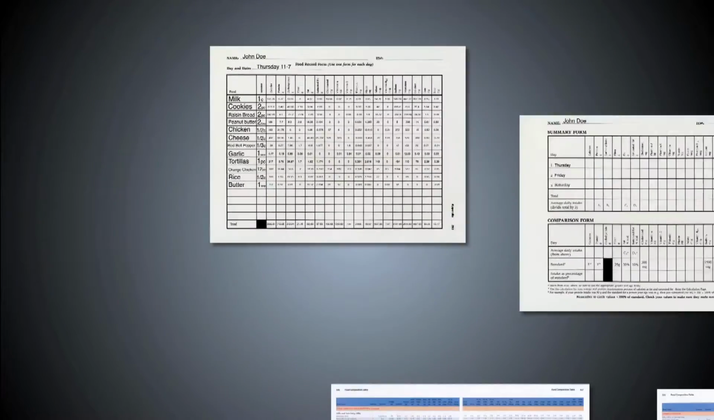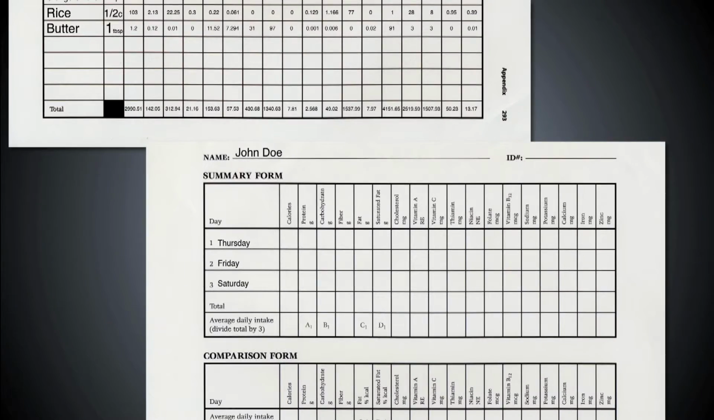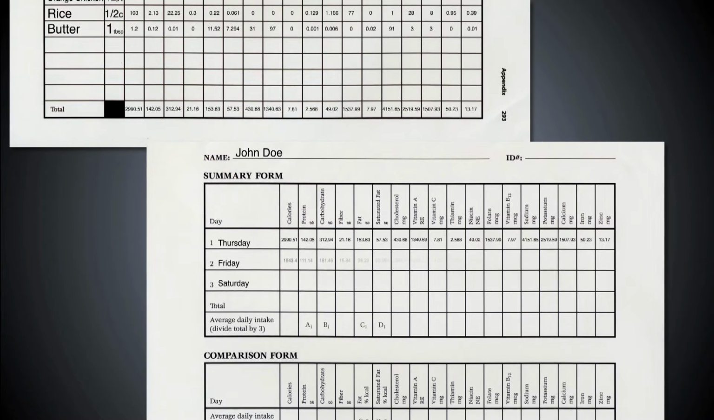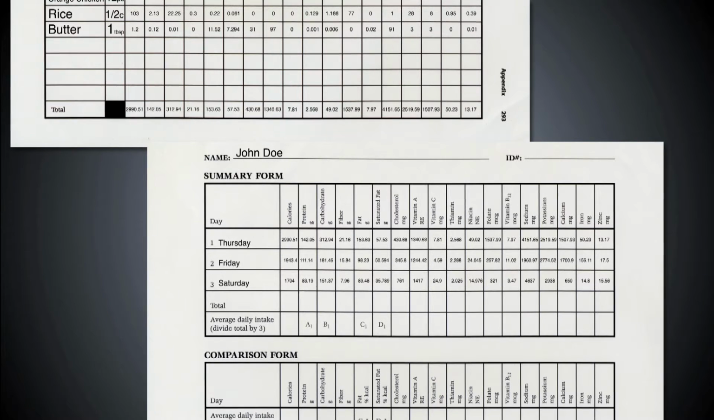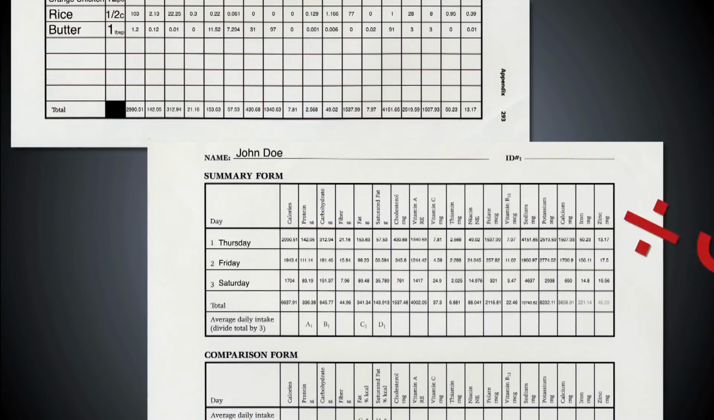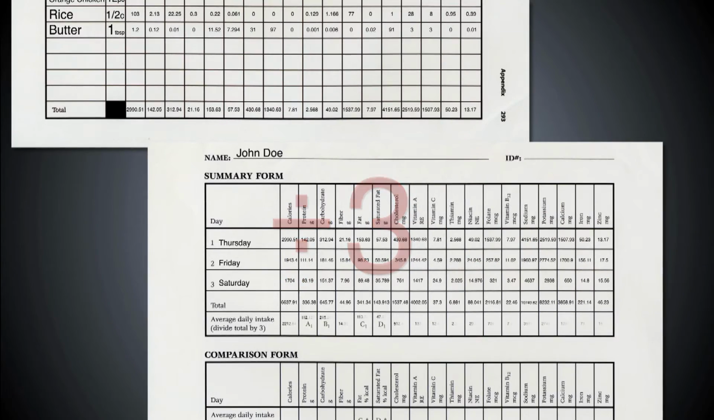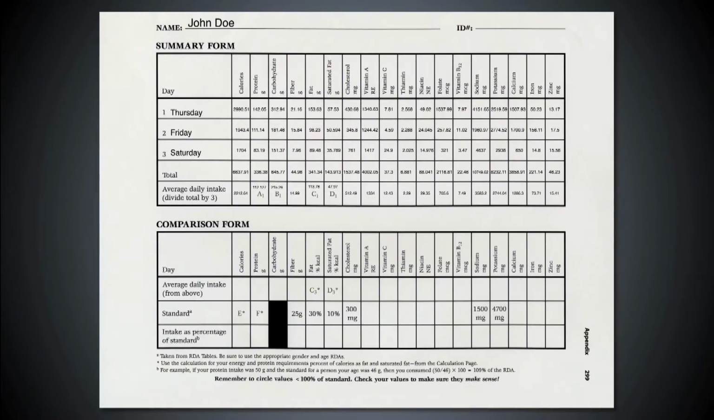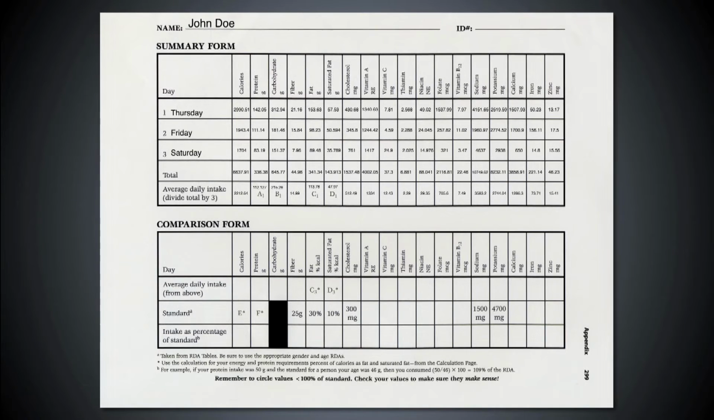Now, let's fill out your summary and comparison forms. The first thing you want to do for the summary form is to transfer the 3 sets of totals from your food record forms onto the summary form. Next, add the totals, then divide by 3 to get your average daily intake of each nutrient. Transfer all the values on the average daily intake row on your summary form down to the average daily intake row on your comparison form.